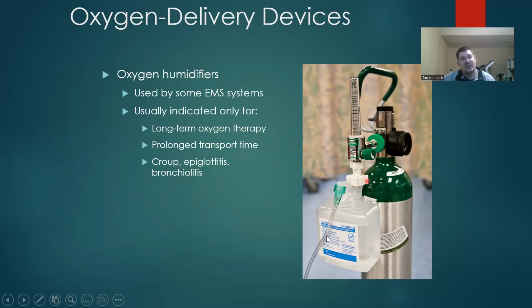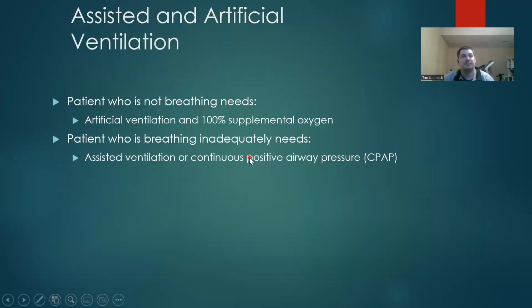You may see some oxygen humidifiers out there, especially in your long-term care facilities, maybe some of those transfers if you're doing some of those. But generally pre-hospital, we won't see that unless your patient is intubated and going to be intubated for a while. So again, in long-term care, if we have some sort of airway in there, this might be a good thing because we're bypassing the upper airway and the humidification process that it does. You might also see it if you're treating a patient with croup, epiglottitis, bronchitis, something like that.